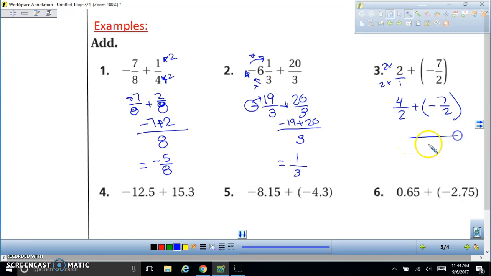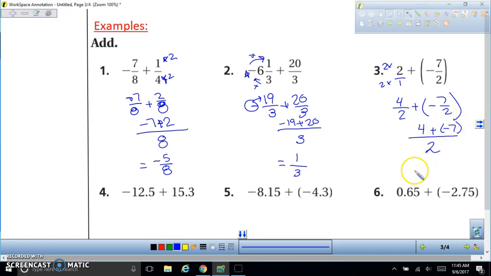We know our new denominator is still going to be 2, because that's how we add fractions together. Our numerator needs to say negative 4 plus negative 7. Are they the same sign, or are they opposite signs? They're opposite. Which one is further from 0? 4 or negative 7? Negative 7 is further from 0.